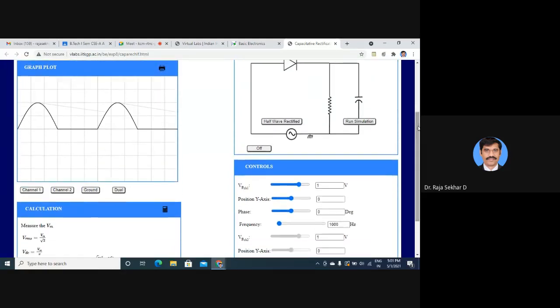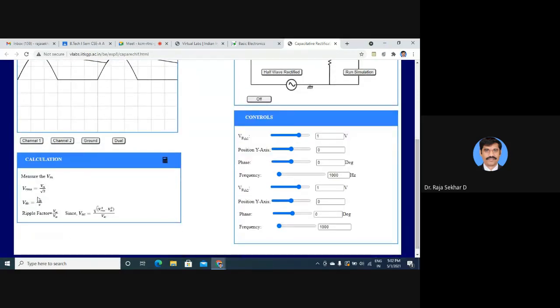This is the half-wave rectifier. Channel 1 shows the half-wave rectifier output. This half-wave rectifier output is given to this capacitor filter, and then you get the capacitor filter output, this one. If you want to observe both signals at the same time, that is, the half-wave rectified output without filter as well as with filter, then go for dual mode. So this is without filter and this one is with filter. That's it. Same, we have to calculate these values.